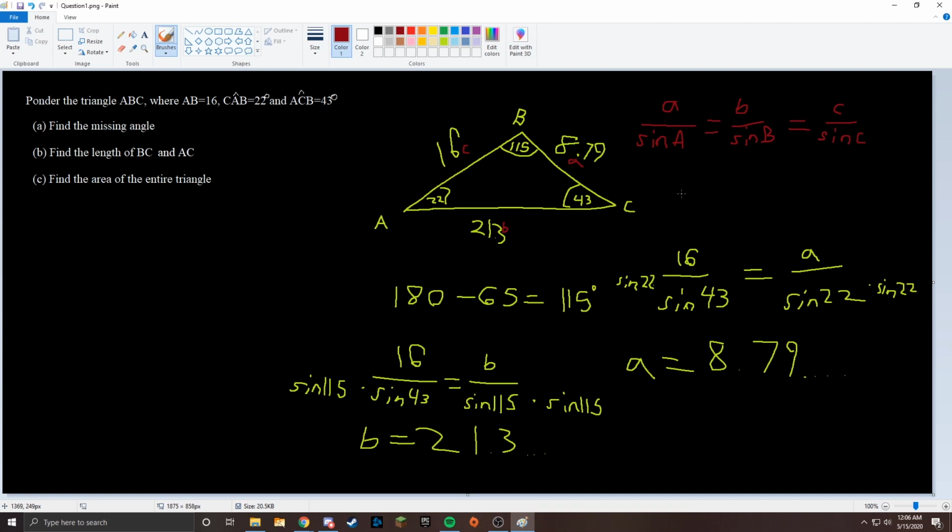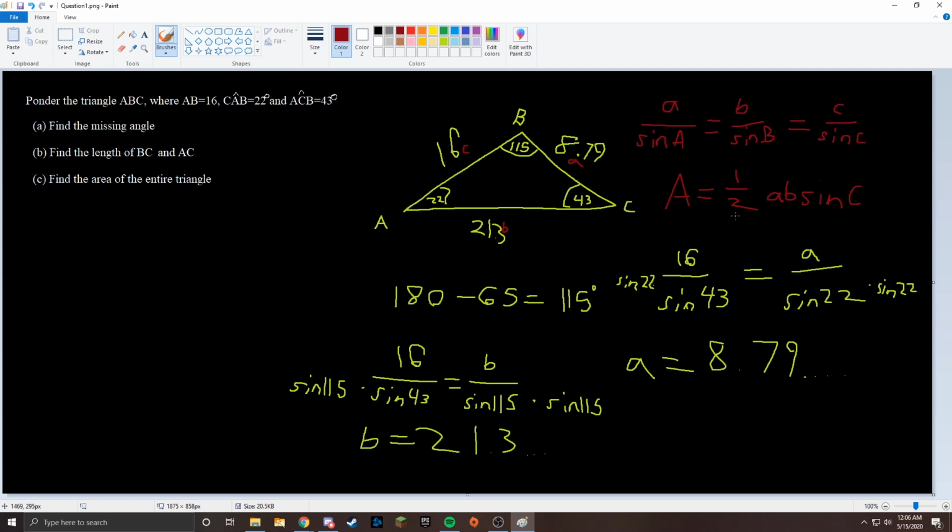It is area equals 1/2 AB sine C. So you're just going to be multiplying all that together.